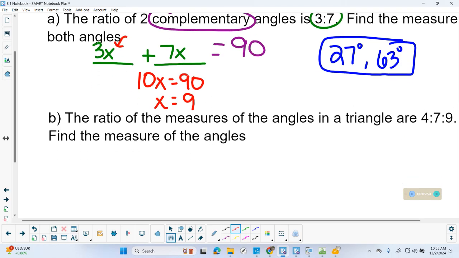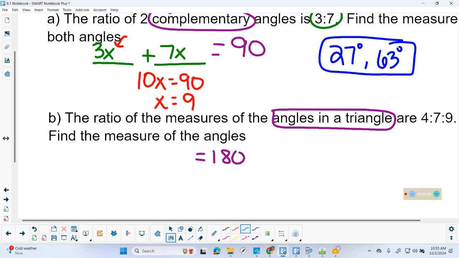All right, the ratio of the measured angles in a triangle is 4 to 7 to 9. Find the measures of the angles. So the first question is, where are we heading this up to? So angles in a triangle, you know that. All three angles in a triangle add up to what? 180. Got it. So that's where the 180 comes from.